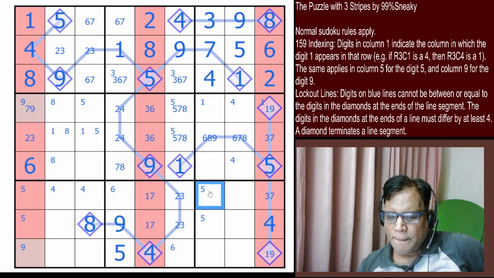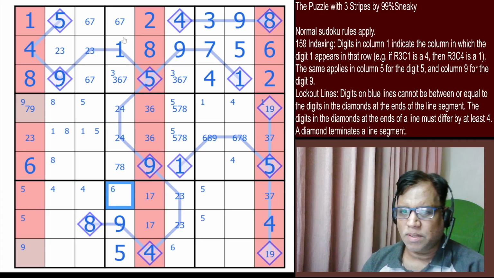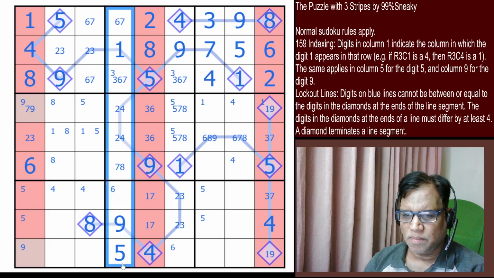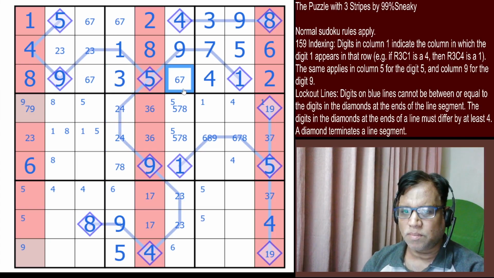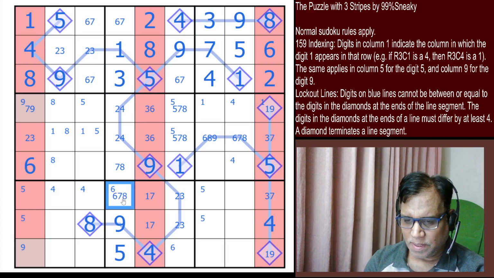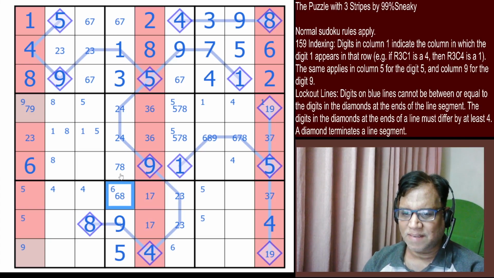Hmm. In my problem now, all the lockout lines are done. 16. Can that be? Oh, that can be. So where is 3 in this column? Right, that's not 3. Now that has to be 3. So sometimes Sudoku also helps. That gives this as 6, 7, 8. But look, 7 is here, so that can't be 7. So that has to be 6, 8, 7, 8, 6, 7.